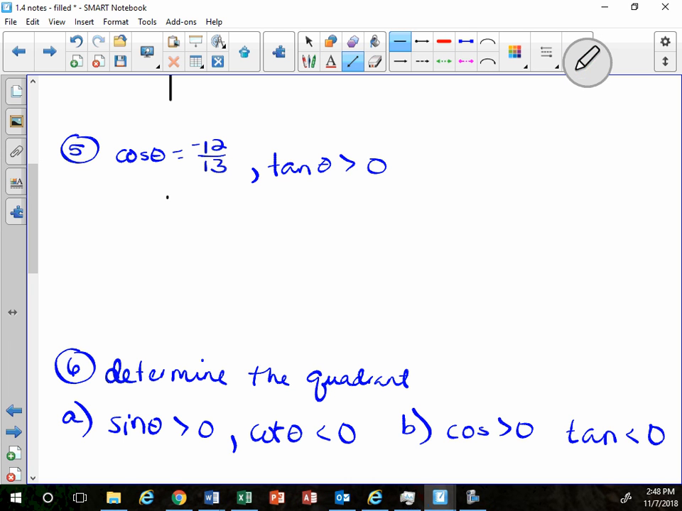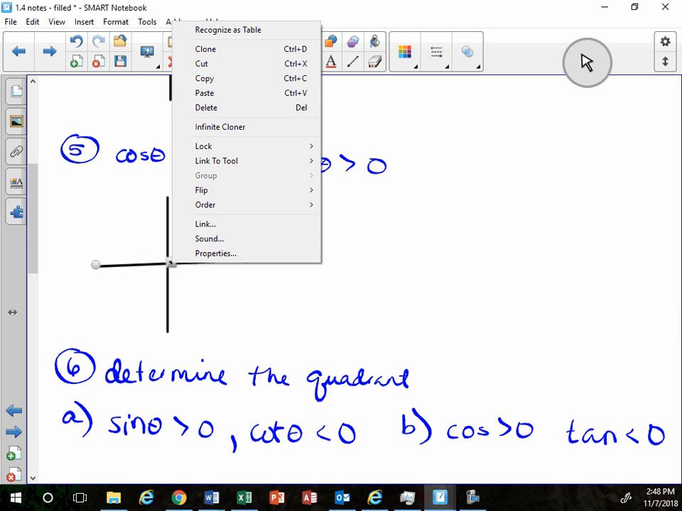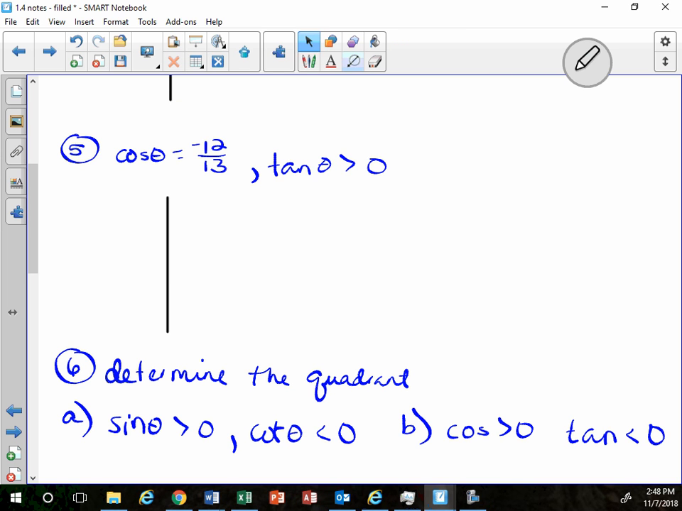So write it down, and then I will help you. Okay. Do you have it written down? Fletcher, do you have it written down? Okay.